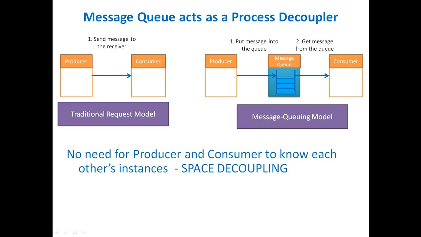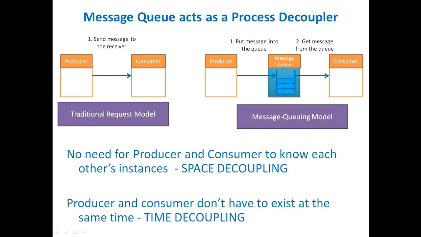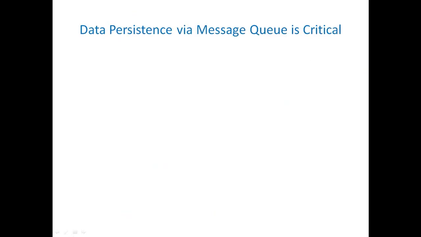The number one thing is there is a space decoupling. There is no need for the producer to know who all the consumers are beforehand, and vice versa. The consumers don't have to know the producers. The next important thing is producers and consumers don't have to exist at the same time. Okay, let's delve into the details of what this means.